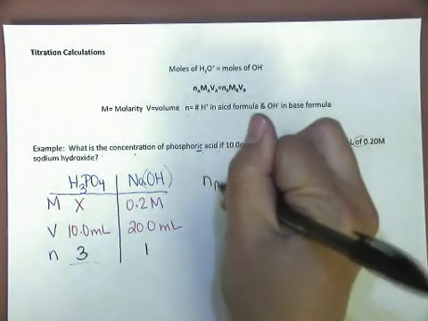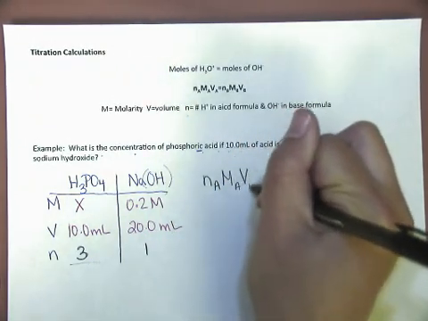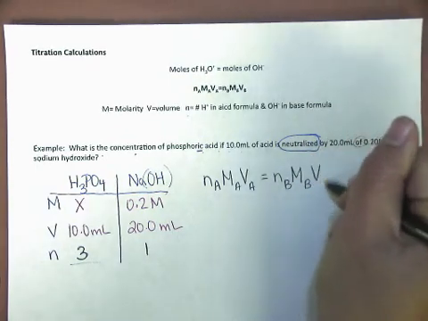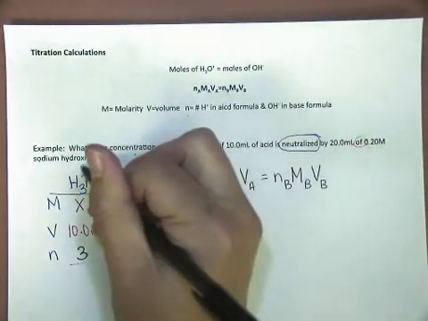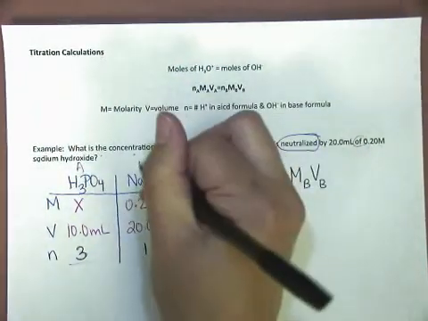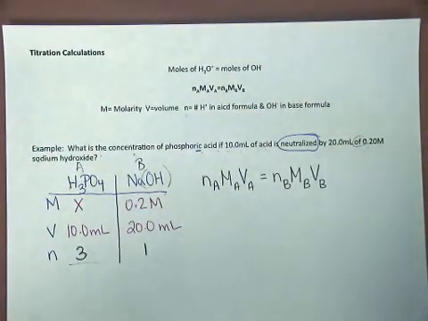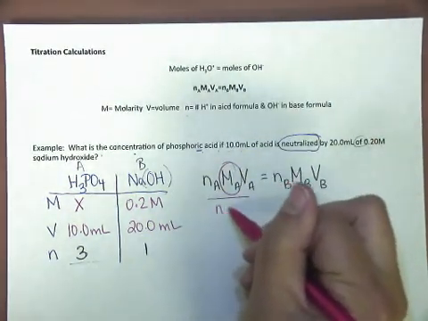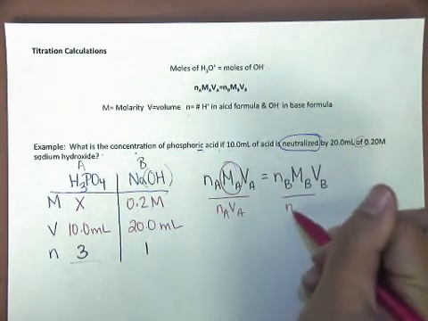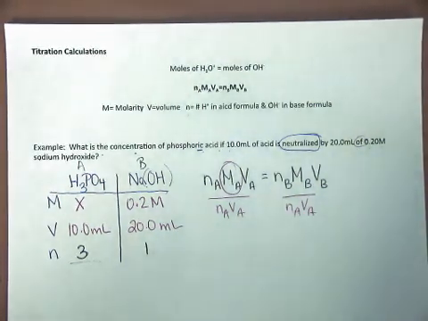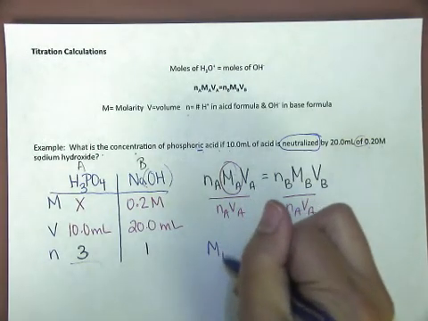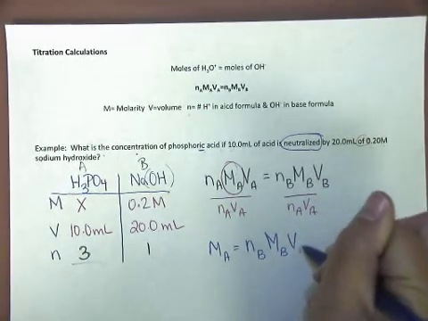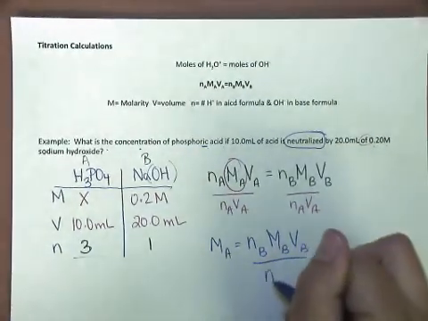So I set up my formula: NaMaVa is equal to NbMbVb. So acid, which is my H3PO4, and base, sodium hydroxide. I am looking for the concentration of my acid, so I need to divide both sides by NaVa. So I get the concentration of my acid is equal to NbMbVb divided by NaVa.